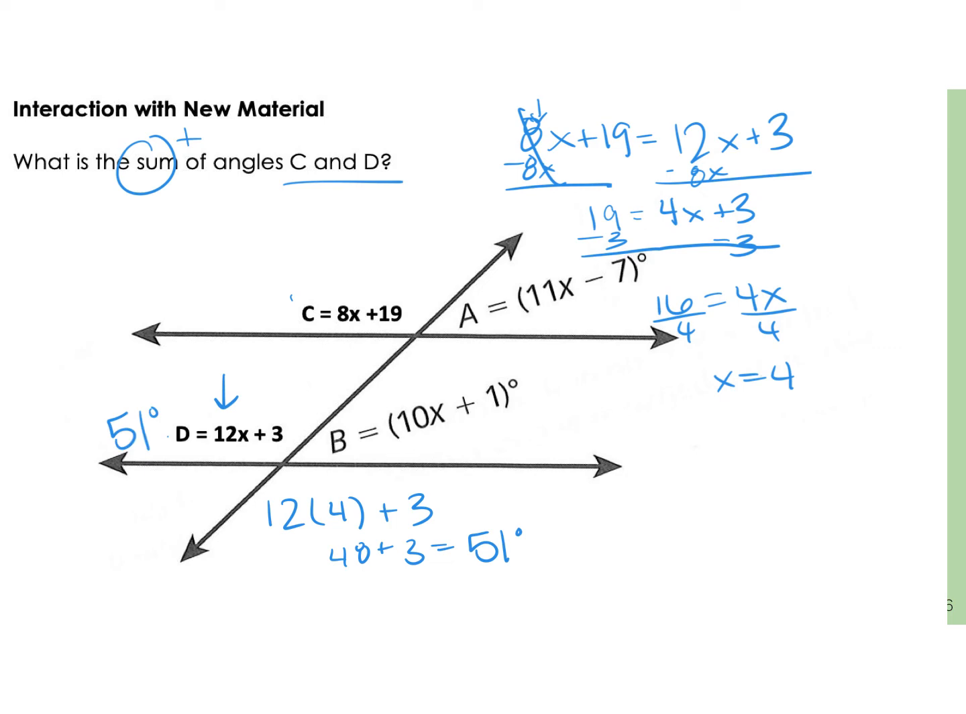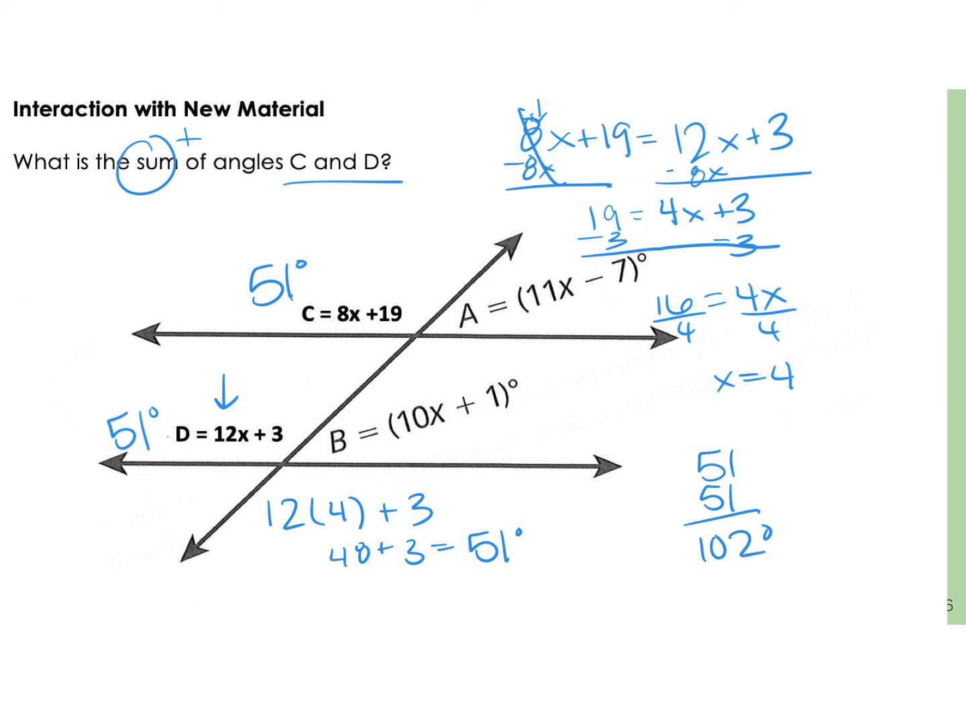And then angle C, since they're corresponding, it's also 51 degrees. I don't have to do the math, so I'm not going to. And that's it. That's a lie. That's not it. They want the sum. So I need to add those angles together. 51 plus 51 is 102.